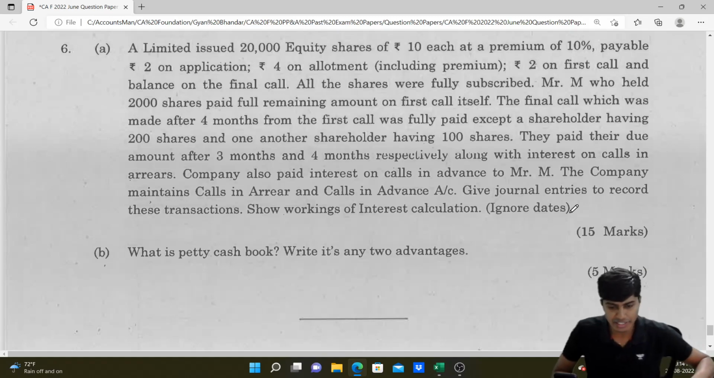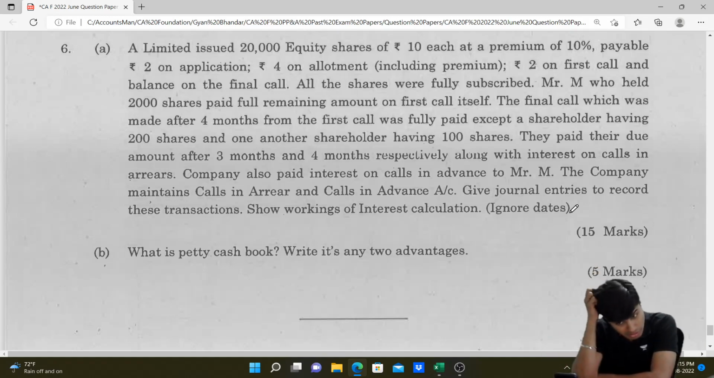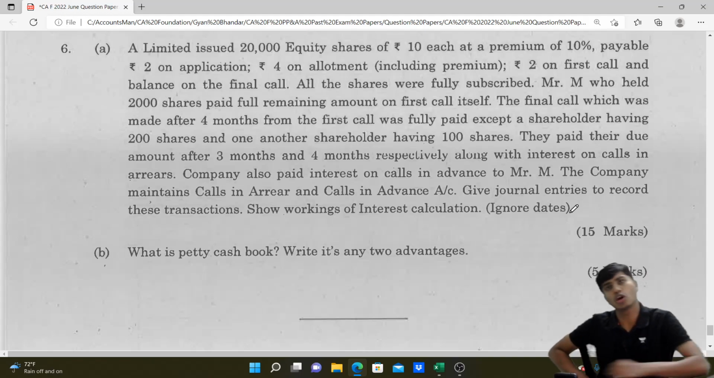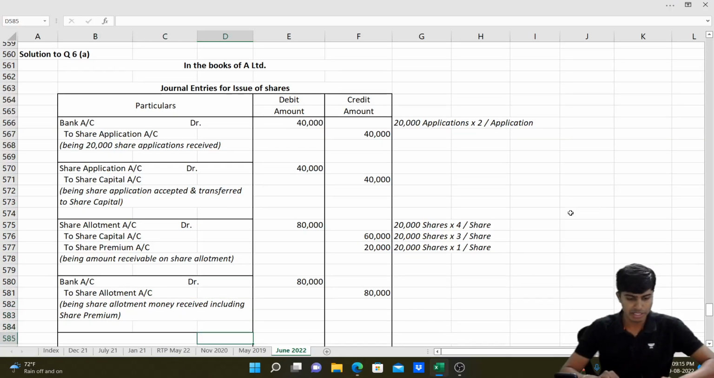Then let's write the entry for first call. First call money is rupees 2 per share, and this is due on 20,000 shares. The due entry will be same, but on the receipt alongside with 20,000 share first call money, for 2,000 shares held by Mr. M, we are going to receive the second call money also. So let me write the entry here.